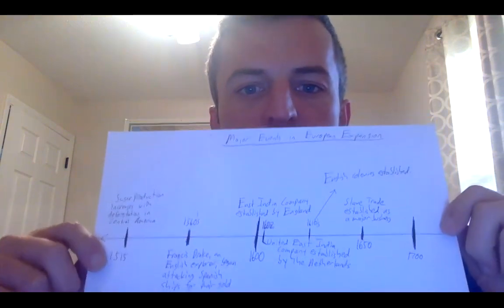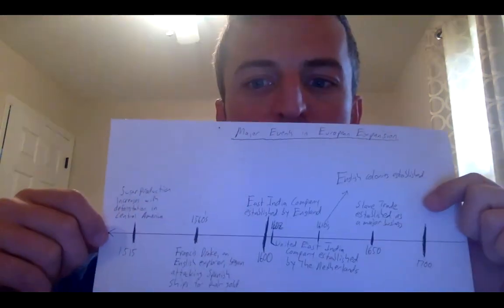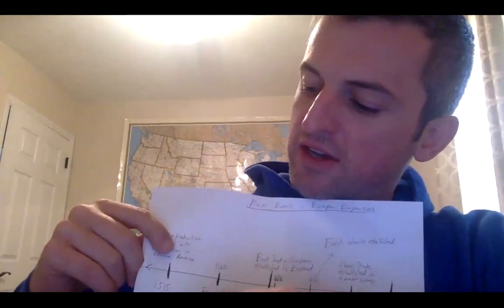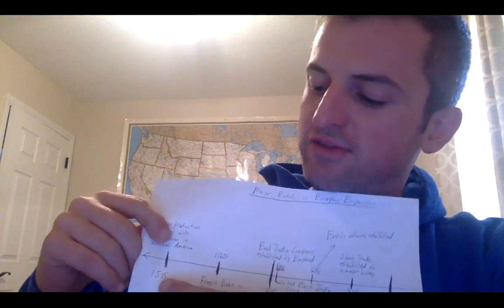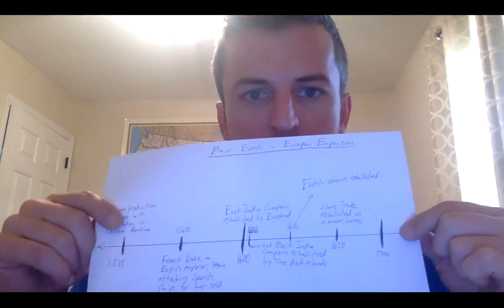So your timeline, when you're done with it, is going to have a title. I would just title it The Road to the Civil War. And you're going to include your events in chronological order. So you see this one here, it starts in 1515 and it goes all the way up to 1700.